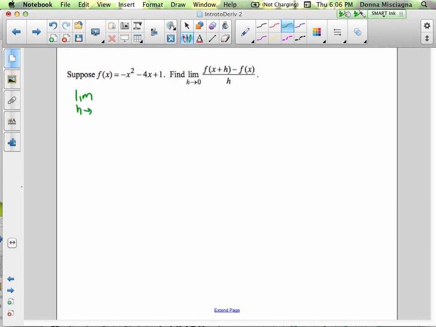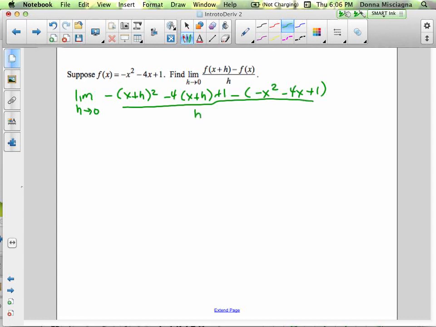So we have the limit as h approaches 0 of negative x plus h squared minus 4 times x plus h plus 1. And then I'm going to use parentheses so that I remember to distribute the negative sign to all the terms, because we're subtracting everything. Negative x squared minus 4x and positive 1. And that is all divided by h. I'm just going to expand it out in the squaring in my head and write everything down. You don't have to write it out separately. After a while, you get pretty good at doing that.